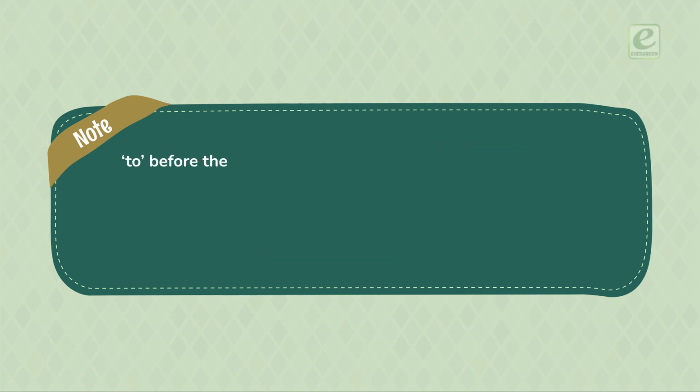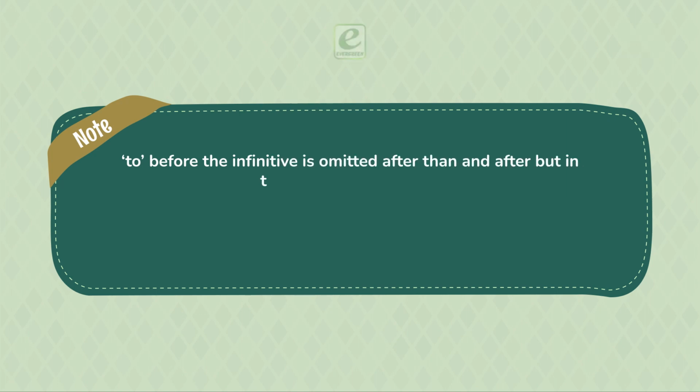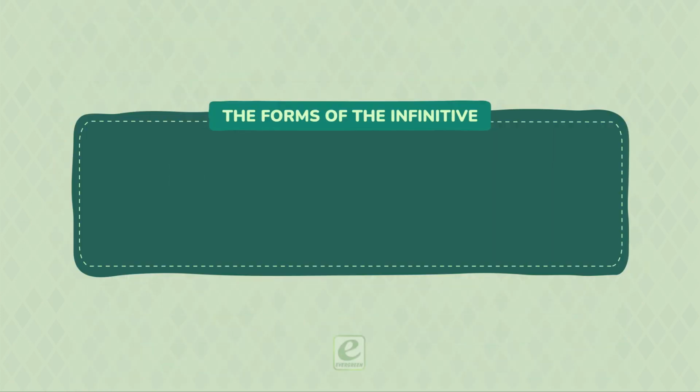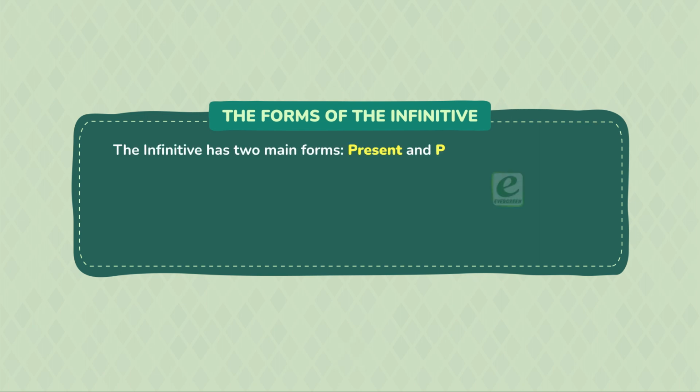To before the infinitive is omitted after than and after but in the sense of except, as: he did no more than cry. She did nothing but smile. The forms of the infinitive. The infinitive has two main forms, present and perfect.